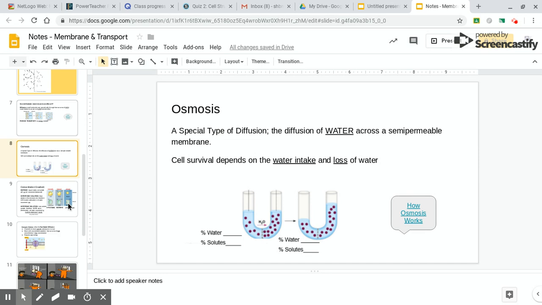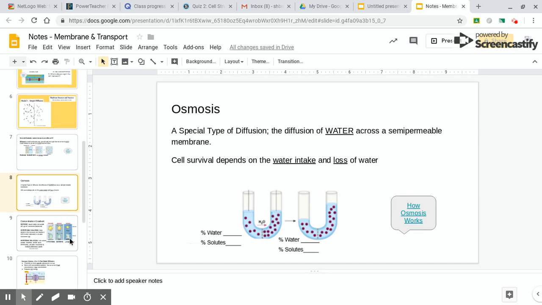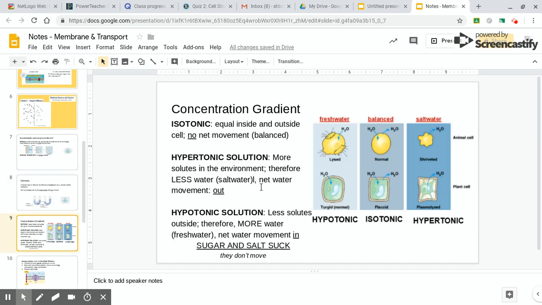So what does that mean for our cell? Well, it's like what it meant for our gummy bear. When the gummy bear was in very fresh, not salty water, it grew.